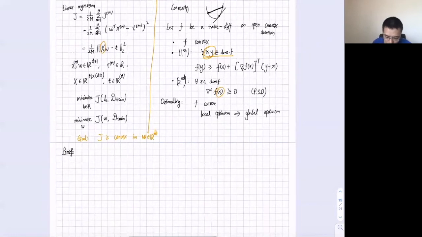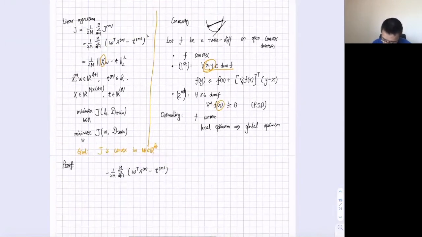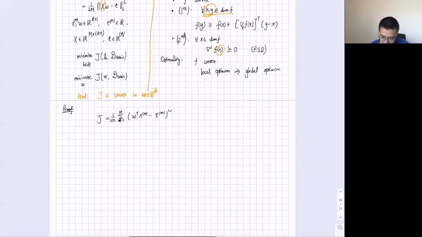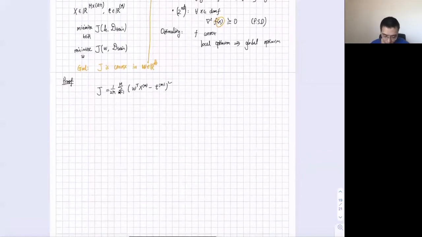So first, let's go back to this term. So I think I can copy this term. Okay, so this is my J. And I would like to take the partial derivative, okay? So my goal is to take the partial derivative of J with respect to W. So this is a vector, and this is J.